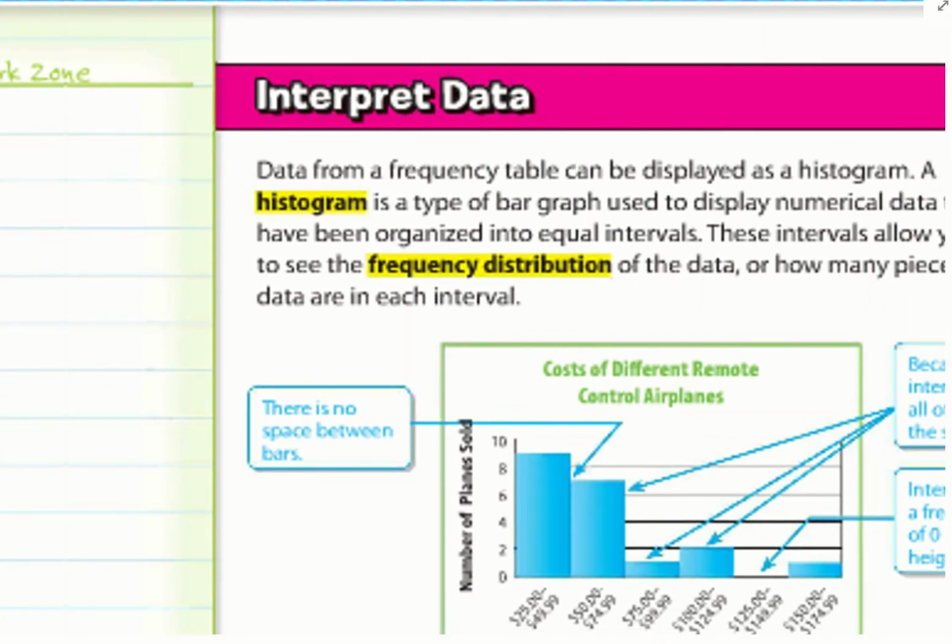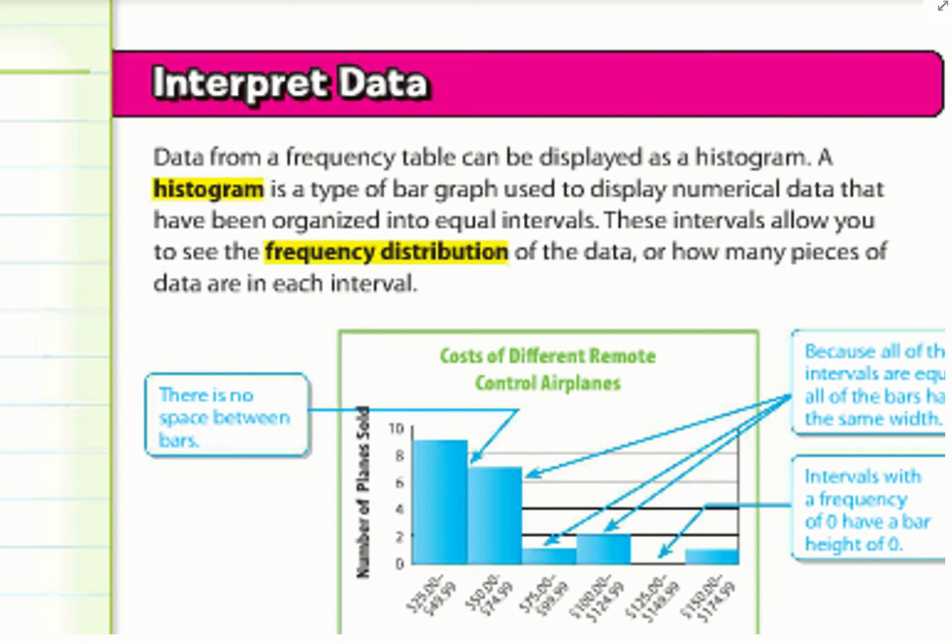Alright, so we're going to be interpreting data. Data from a frequency table can be displayed on a histogram. A histogram is a type of bar graph used to display numerical data that have been organized into equal intervals. These intervals allow you to see the frequency distribution of the data, or how many pieces of data are in each interval.